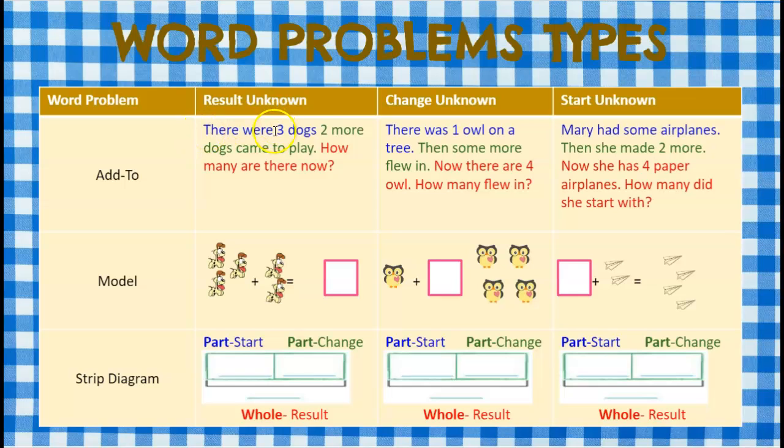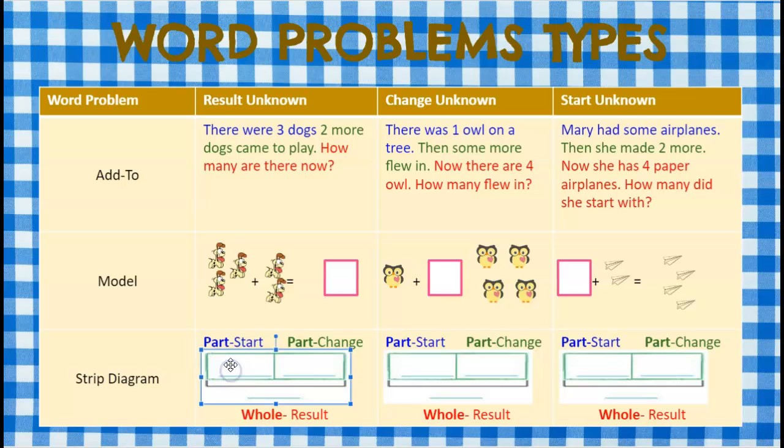So there are 3 dogs and 2 more dogs came to play. How many dogs are there now? So in the model, I have drawn 3 dogs and then 2 more came. I already know that because it says 2 more came and then how many are there now, it lets me know that that's going to be an addition problem.